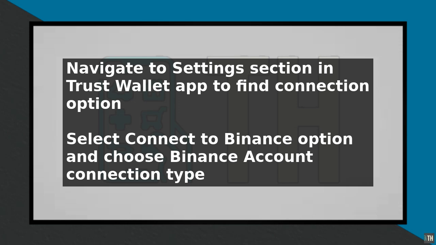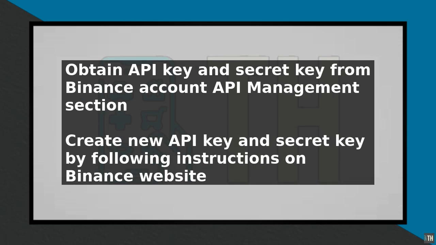Navigate to the API management section, which is usually found in the account section. Click on Create API, and then follow the instructions to create a new API key and secret key. Make sure to save the API key and secret key in a secure location, as you will need them to connect Trust Wallet to Binance.